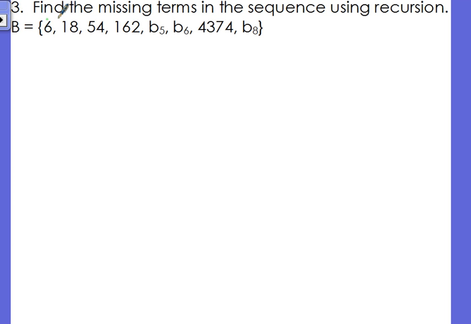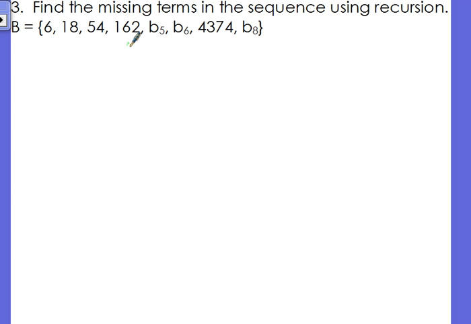For this one, you'll see it's not a common difference. Here it's 12. Here it's much more than 12. So I see, okay, if there's no common difference, then what's the common ratio? So 6 times 3 gives me 18. 18 times 3 gives me 54, and so forth. So to find these terms, all I would have to do is multiply by 3.